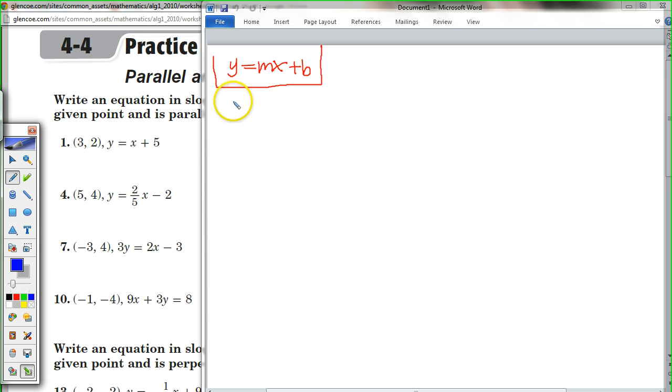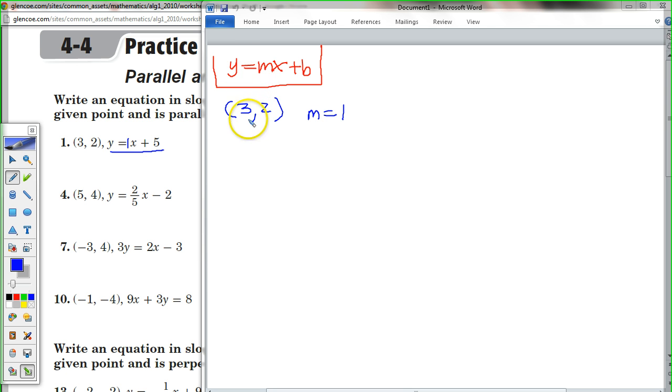You have a point (3, 2), and you want it to be parallel to this equation. What does that mean? Parallel means the same slope. So you're going to just extract the slope from here. And the slope here, if there's no number in front of a variable, that means there's an invisible 1. So my slope is 1.